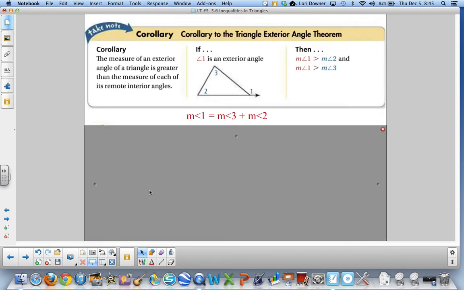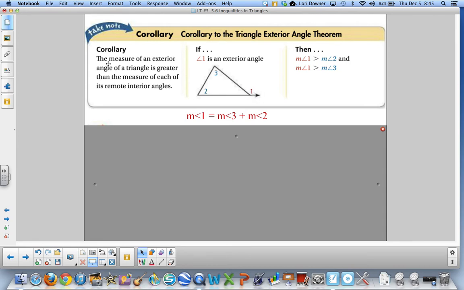We're going to skip the proof of that. We're going to go straight to how it relates to what we're doing. Corollary to the triangle exterior angle theorem. If you forgot what the triangle exterior angle theorem said, given this picture, the measure of angle 1, the exterior angle, which forms from taking a side and extending it, is equal to the sum of the two remote interior angles. If I add these two angles inside, I get the exterior angle.